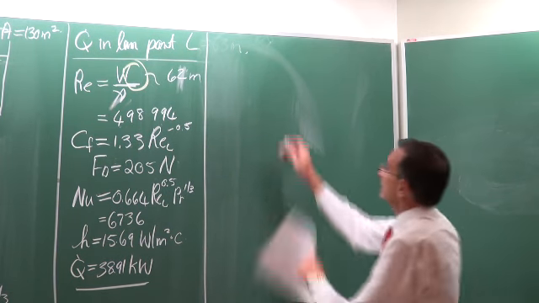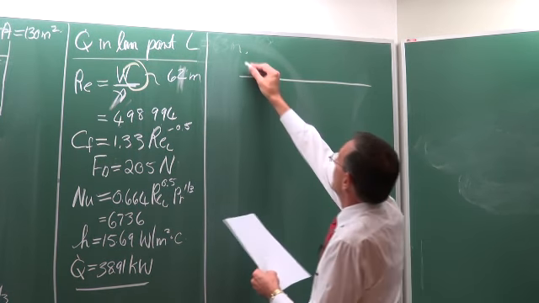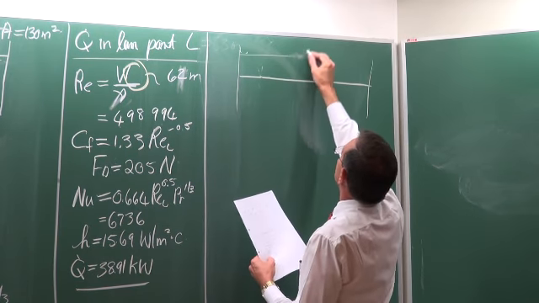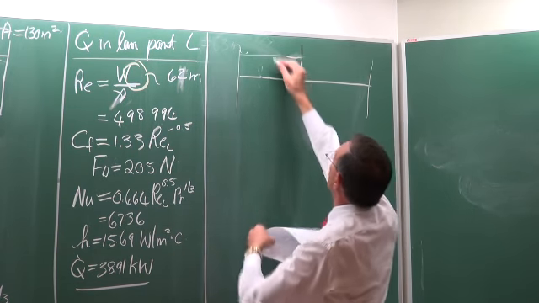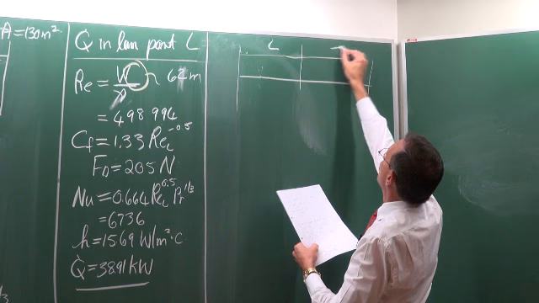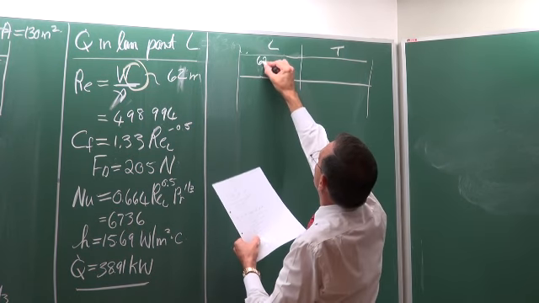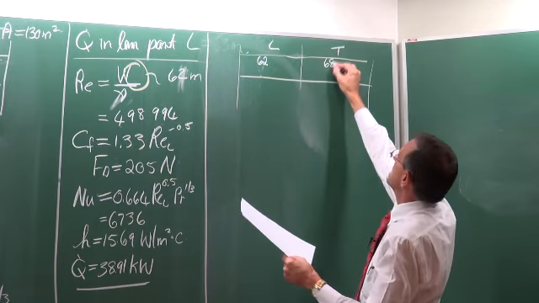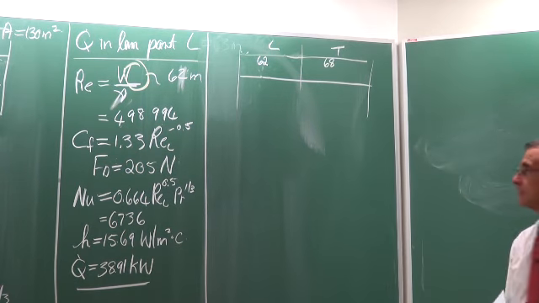Right, so let's just look at this plate now again: the first part laminar and the second part turbulent. The first 62 meters and then the other 68 meters.